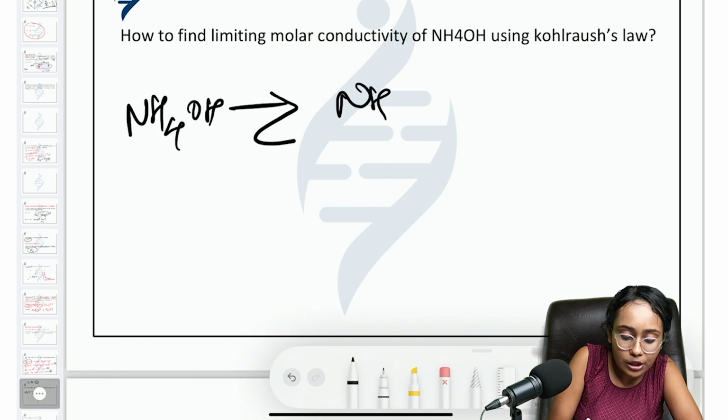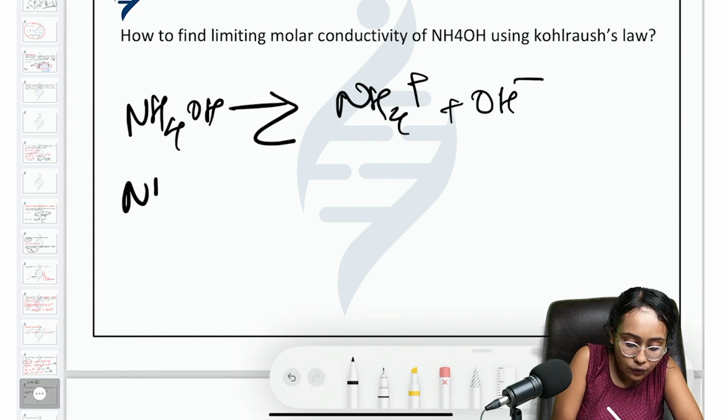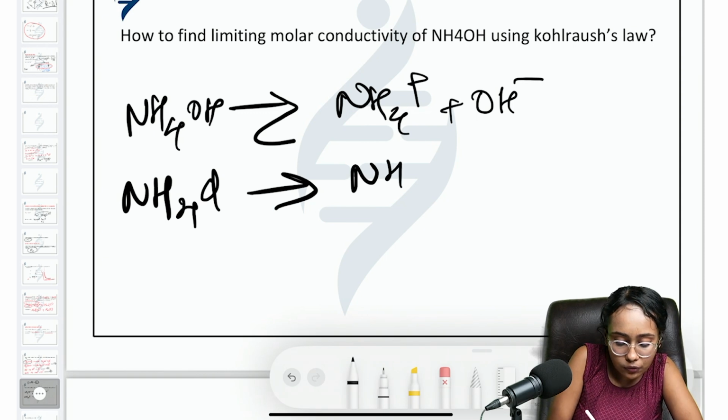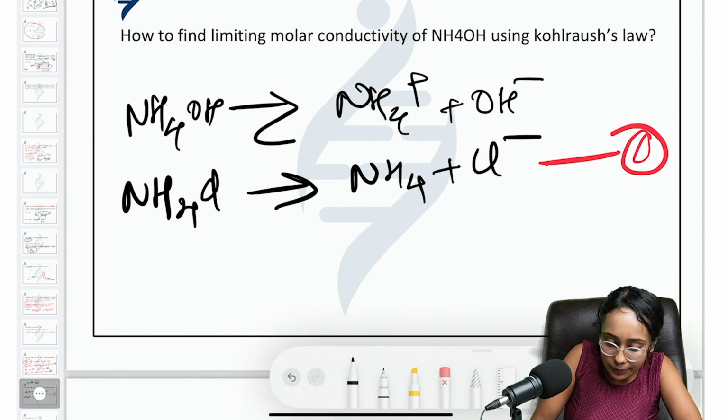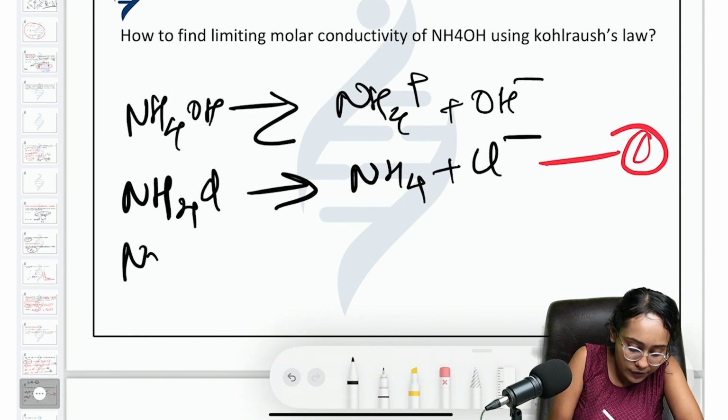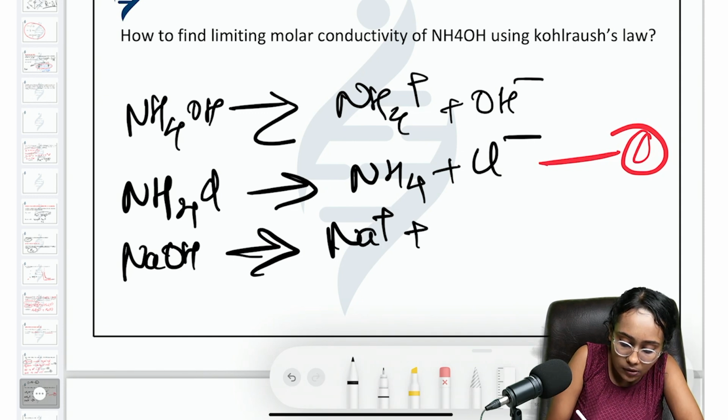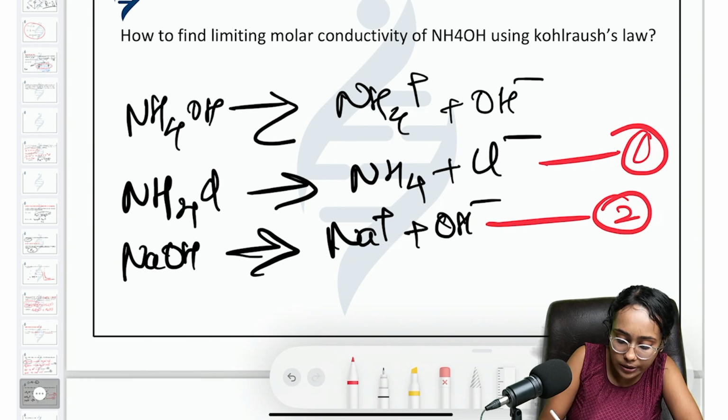NH4OH consists of NH4 plus and OH minus. So this NH4 plus can be supplied using NH4Cl, so NH4 plus and Cl minus. This is my first equation. How will I supply OH minus? I have sodium hydroxide here, so Na plus and OH minus. This is my second equation.